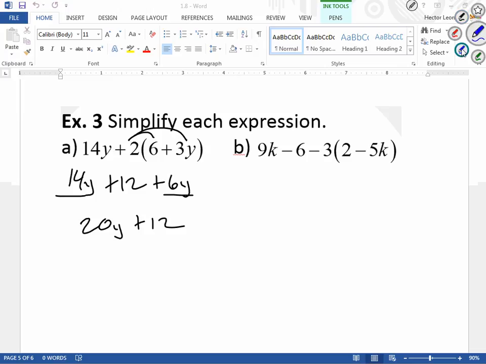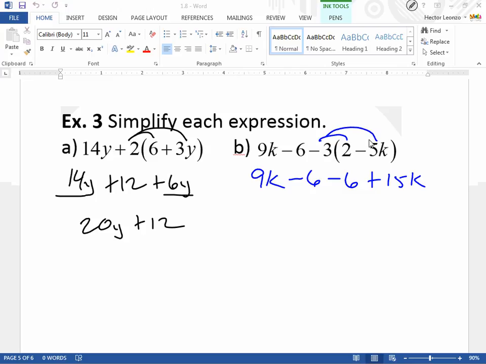Now let's take a look at my example B. 9k has nothing to do with parentheses. Minus 6 has nothing to do with parentheses. Now this minus 3, if you want to call it minus 3 or -3, it's next to parentheses, so I'm just going to multiply it in. -3 times 2, I'm going to call that -6. -3 times -5k, I'm going to call this positive 15k. Remember, negative times a negative equals positive. And we talked about in subtraction, I'm going to change this to plus, change the sign that comes after.